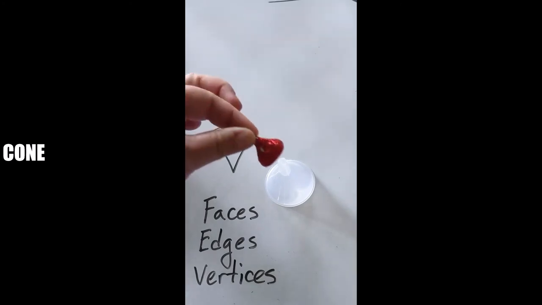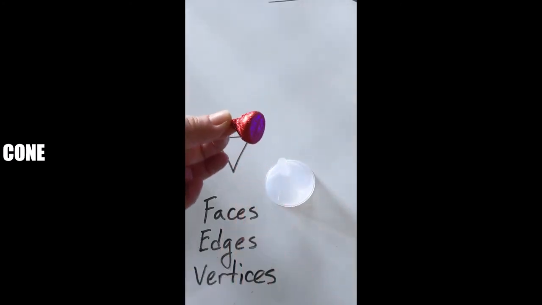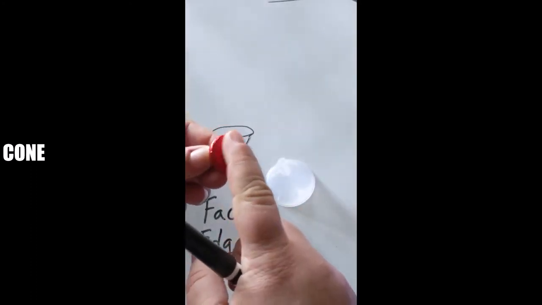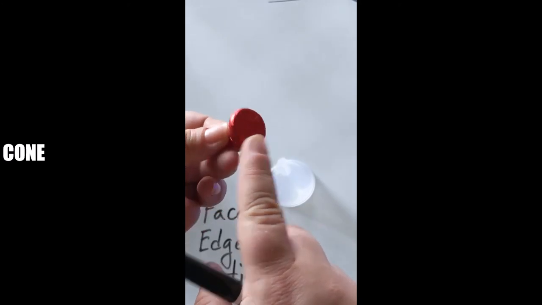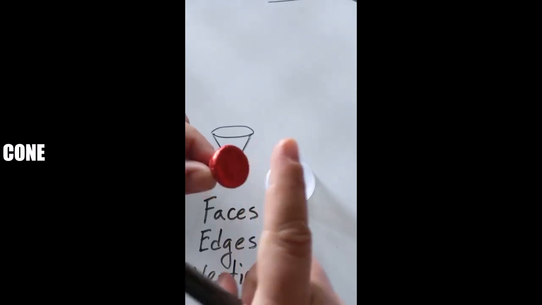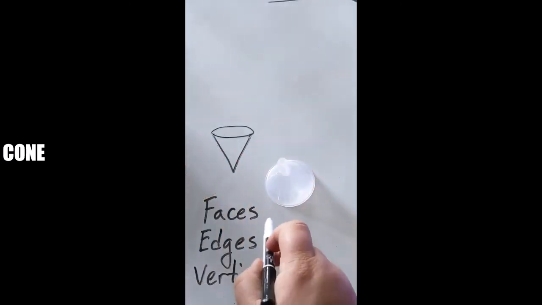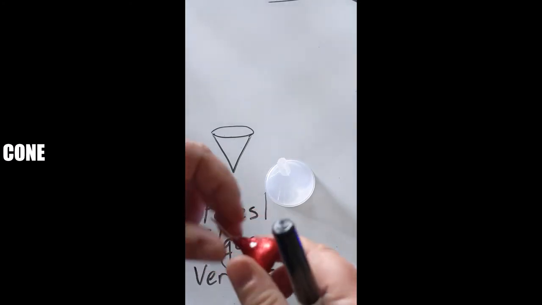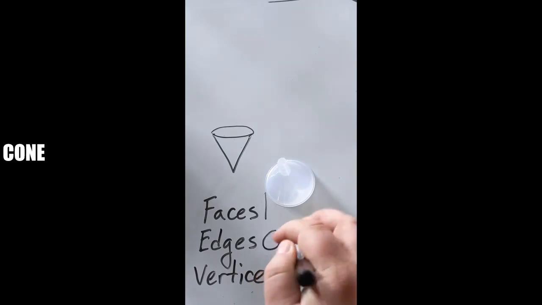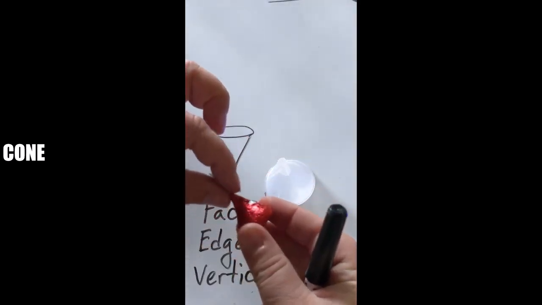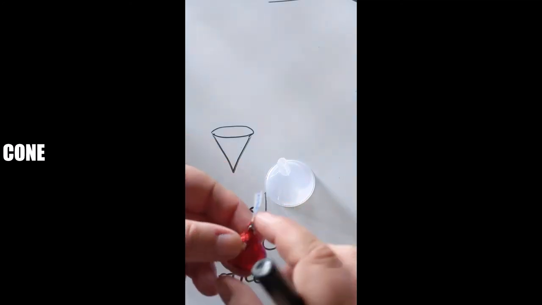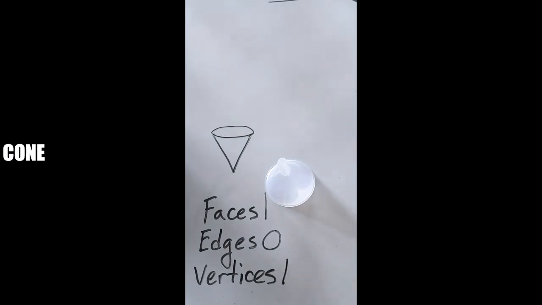So we can use, even though this one isn't a perfect cone, we can still use this Hershey Kiss for our example. So here we see it has a flat circle, but this whole part is curved, so this cone only has one face. And because this face does not connect to another face, it has no edges. But it does come up here to a point, just like my drawing here, so it has one vertex.